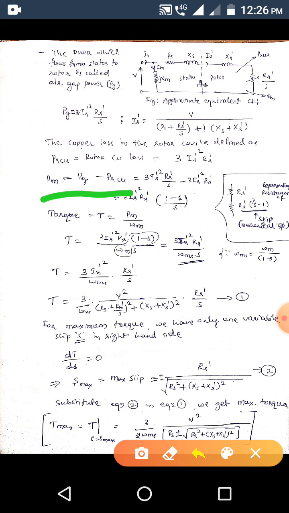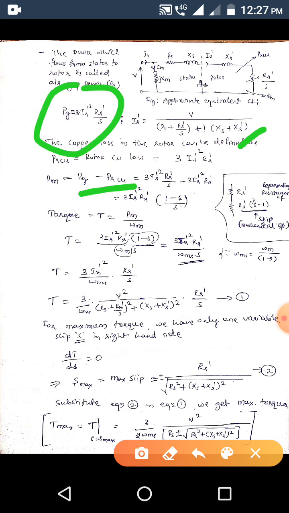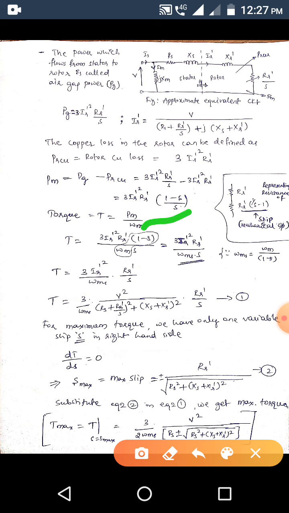So then if you substitute the values here, we have the Pg here, we have the rotor copper loss here, substitute it and we will get Pm as 3 Ir prime whole square into R prime into (1 minus S) divided by S here. So then we have the torque here, then calculate the torque. Torque is equal to Pm divided by omega m. So then substitute Pm, we have, then we have the omega m also.